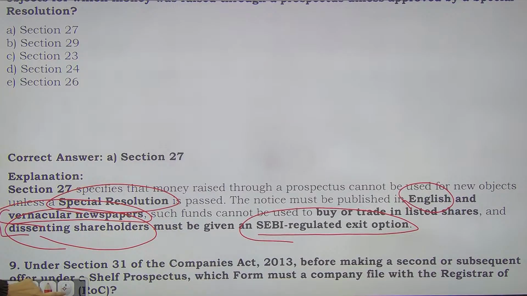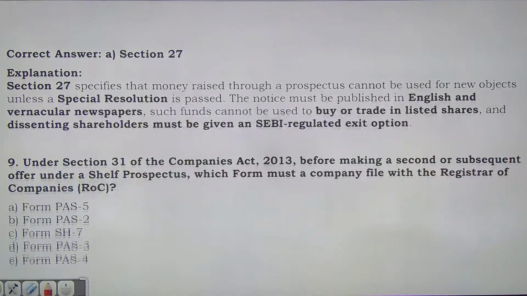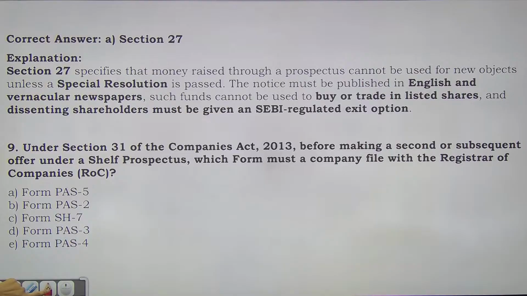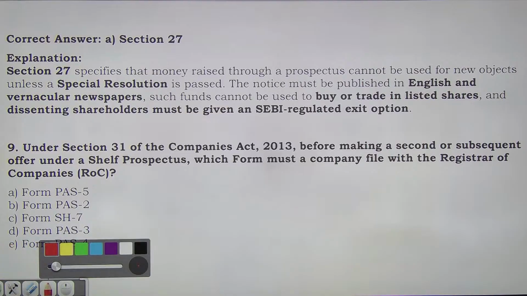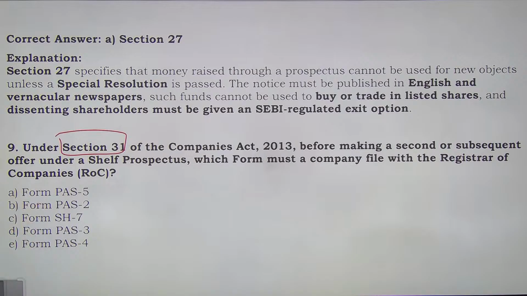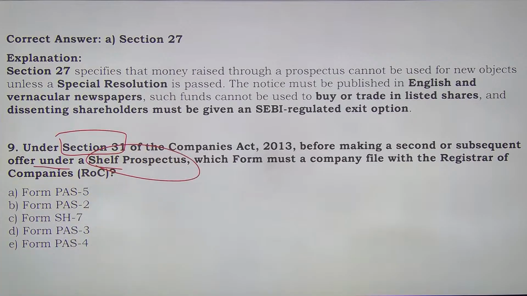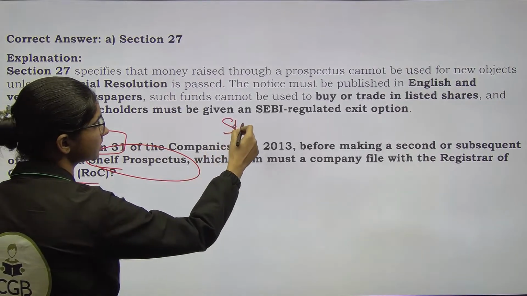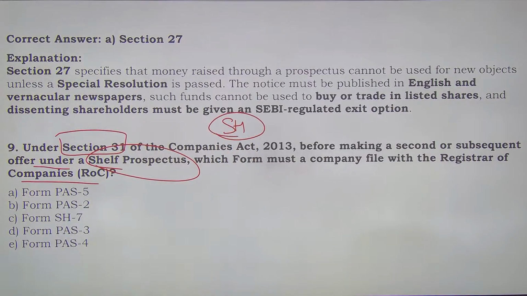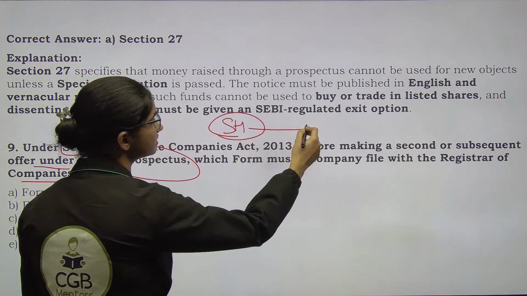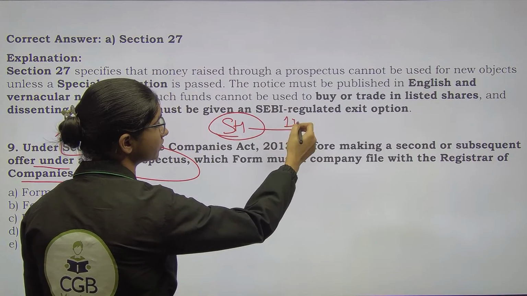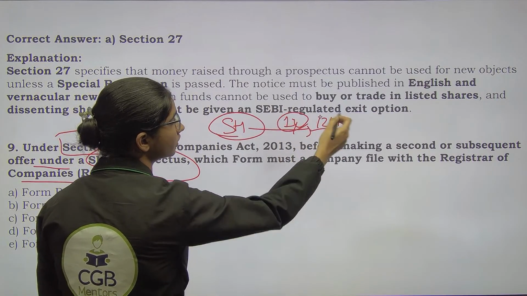Now we are moving forward to the next section, which is asking you कि under section number 31, okay? This question is asking you कि under section number 31 of the Companies Act, before making a second or subsequent offer under a shelf prospectus, okay, which form must a company file with the ROC? So we have studied, or you must have studied कि जो हमारा shelf prospectus होता है, it is valid for how many days? For 1 month, okay, for 1 year, okay, so it is valid for 12 months, okay.